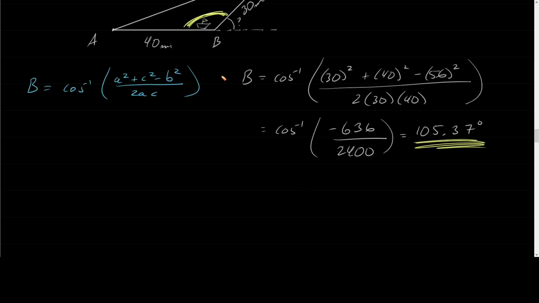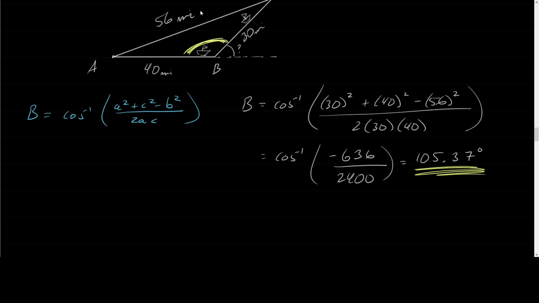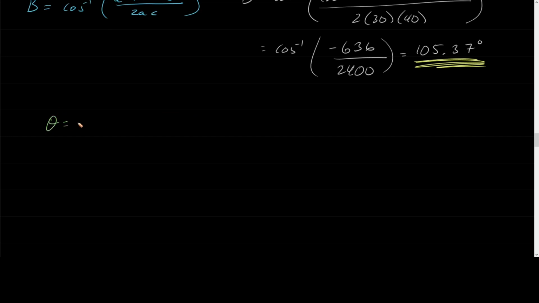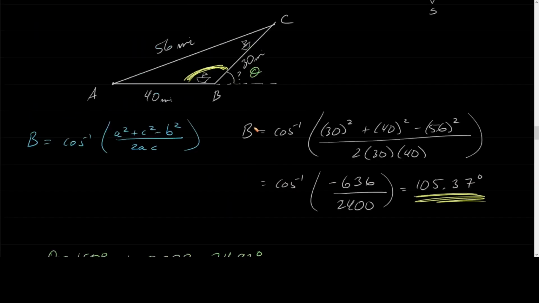So what we're going to say here is, well, 180 degrees. So perhaps I'll call this theta. So in there, that theta is going to be 180 degrees minus 105.37 degrees, right? And 180 minus 105.37 gives us 74.93 degrees. All right.